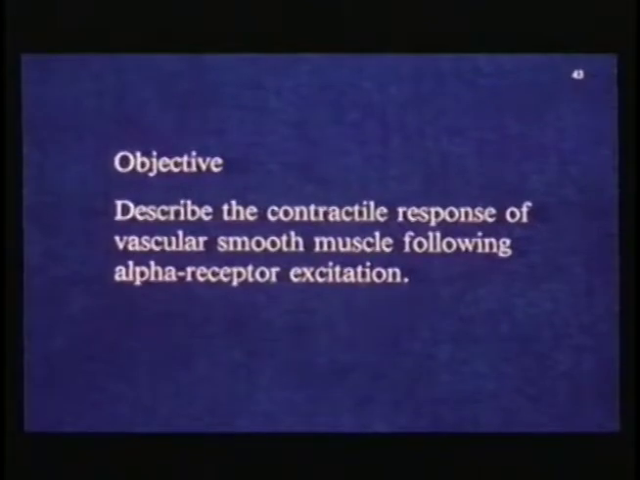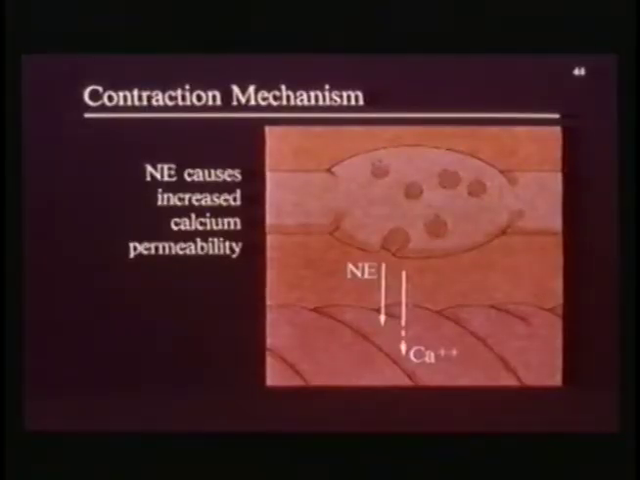43. Your next objective is to be able to describe the contractile response of vascular smooth muscle following alpha receptor excitation. 44. Norepinephrine released from the nerve varicosities causes contraction by two means. First, norepinephrine acts on the cell membrane to increase permeability to calcium. Since calcium concentration is much higher outside the cell, a rapid influx of calcium occurs, triggering contraction.